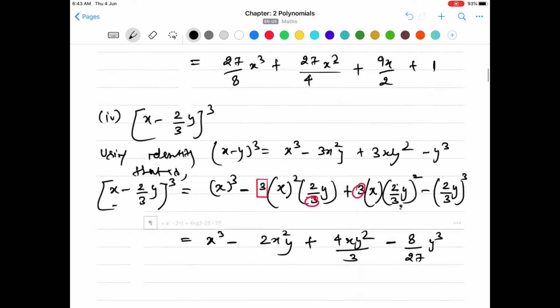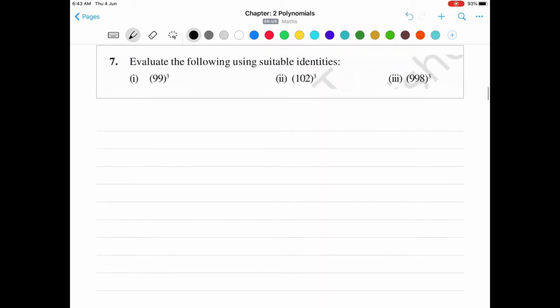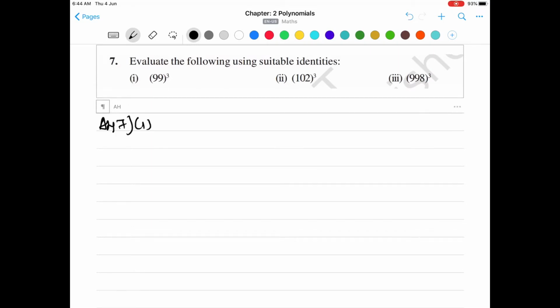We have done all the 4 parts of the question number 6. Moving to the next question, we have question number 7. It says evaluate the following using suitable identity. Now we are asked to find the cube of this given number without doing the multiplication, but instead we'll use the identity here. So let's write the answer number 7. Part 1, we have 99 cube. We can write 99 cube as 100 minus 1 cube. Now this is x minus y whole cube. So we can use the identity.